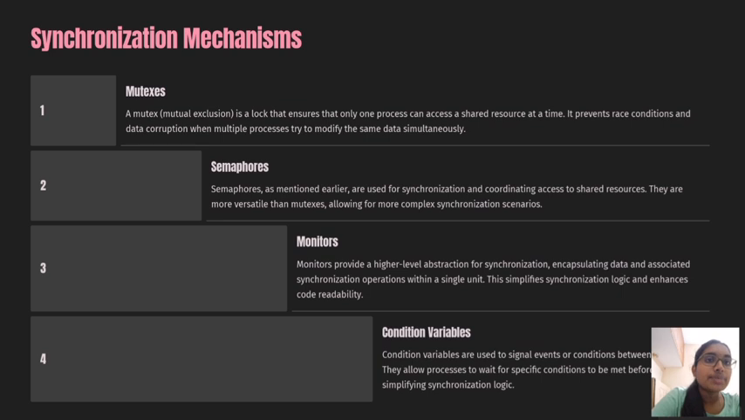Semaphores, as mentioned earlier, are used for synchronization and coordinating access to shared resources. They are more versatile than mutexes, allowing for more complex synchronization scenarios. Monitors provide a high level abstraction for synchronization and encapsulation of data and associated synchronization operations. Condition variables are used to signal events or conditions between processes. They allow processes to wait for specific conditions to be met, simplifying synchronization logic.